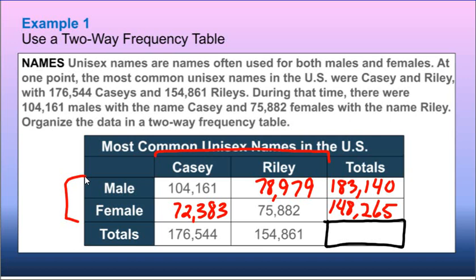And then here in the bottom corner, I can either add the totals on top or the totals on the side. I'm going to add the totals on the top too. So we have 183,140 plus 148,265. And that should give us a total of 331,405. So here we just completed our two-way frequency table.